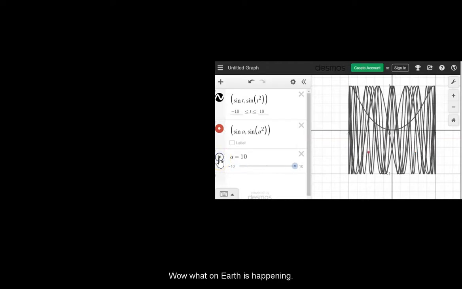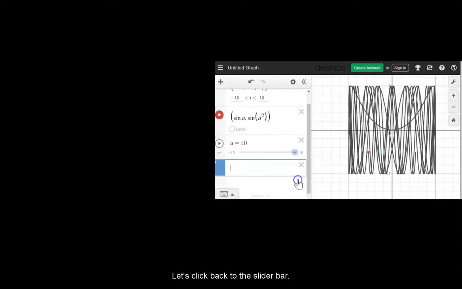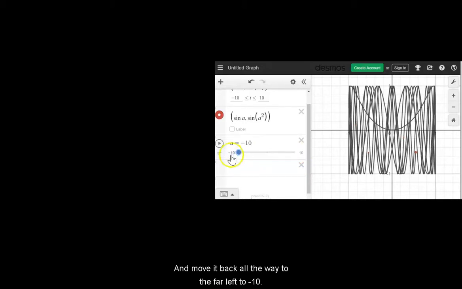Whoa! What on earth is happening? Let's slow down the speed a little bit and see if we can tell what's actually going on. Let's go at half speed now. Let's click back to the slider bar and move it back all the way to the far left to -10. Now click play. Holy smokes!